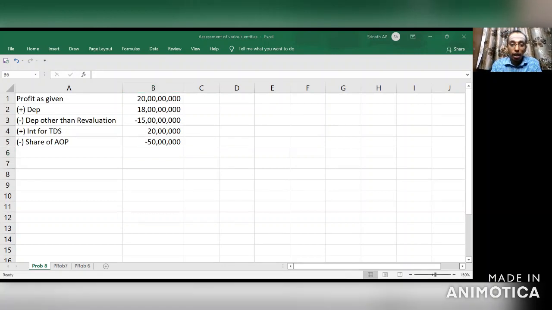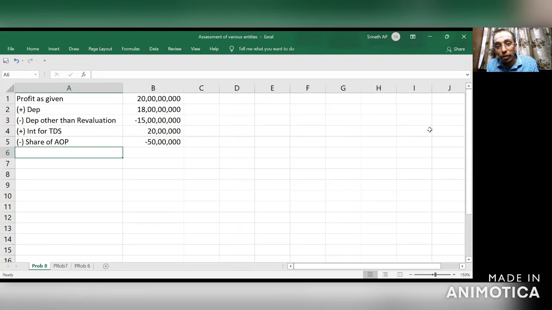Sir, in this, share of AOP is getting taxed at MMR. As per our notes, it says only when no tax is paid on AOP, the share portion we don't take it. The AOP pays tax at MMR. That means in the hands of the company it is exempt. So if you carefully see, it says AOP is paying the tax at MMR.